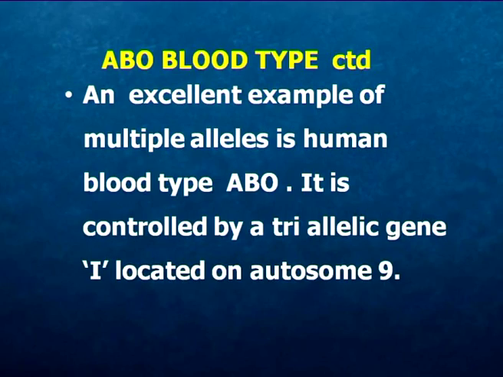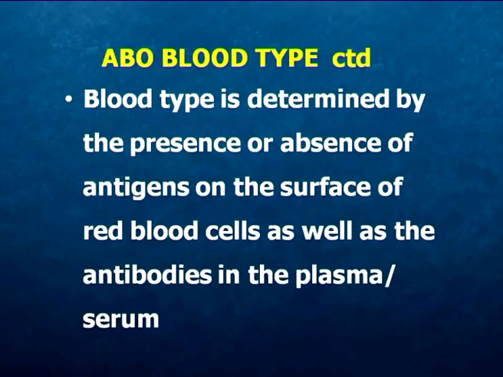An excellent example of multiple alleles is human blood type ABO. It is controlled by a triallelic gene located on autosome 9. Now, blood type is determined by the presence or absence of antigen on the surface of red blood cells, as well as the antibodies in the plasma or serum fluid.